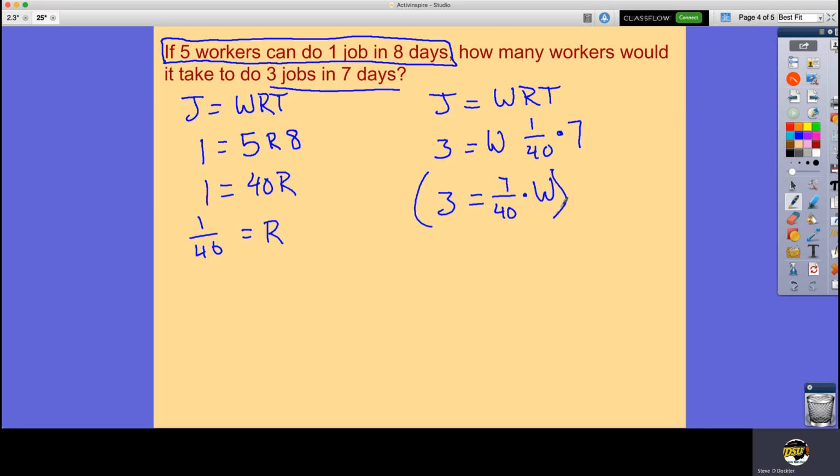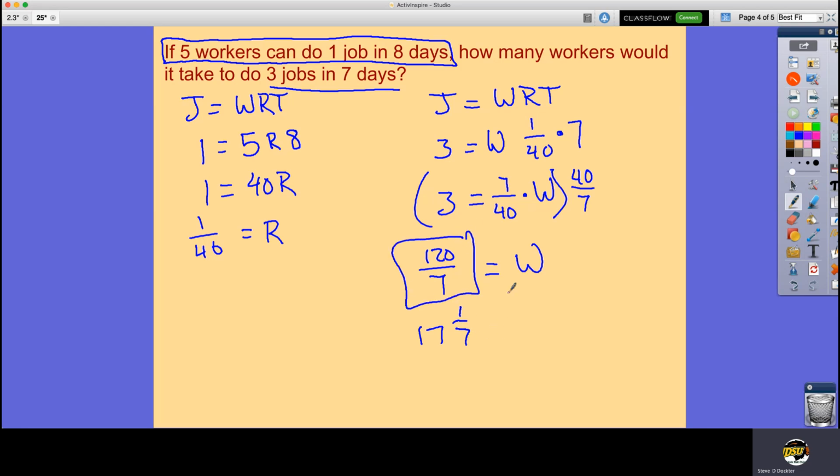Multiply by the reciprocal. So we're going to multiply both sides by 40 over 7. So W equals 120 over 7. So once again, 7 doesn't go into 120 at all. So if you wanted to, you could figure it out as a mixed number, but you don't have to. You can definitely just leave it like that.